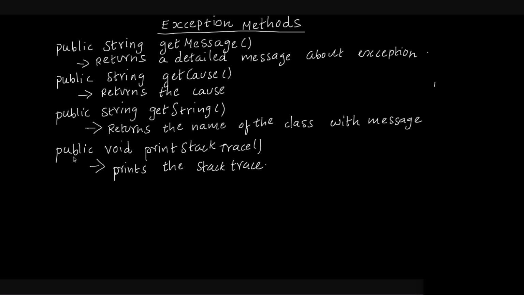And the fourth method is public void printStackTrace. This method would print the complete details about the exception. So where this exception has occurred, the method name and the line number, and then the method where it has been called. Like that, it will print the complete stack trace of the exception.